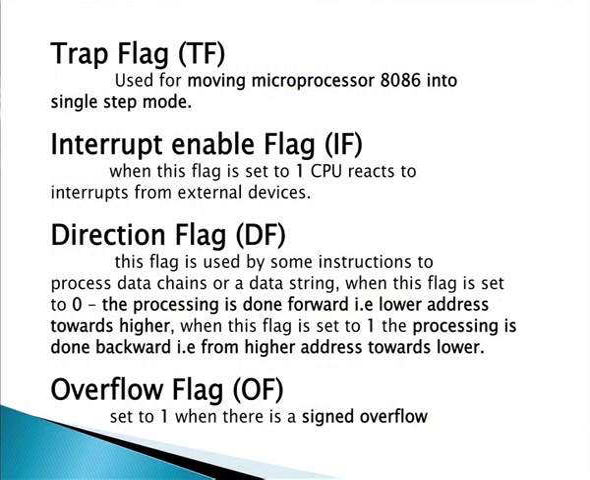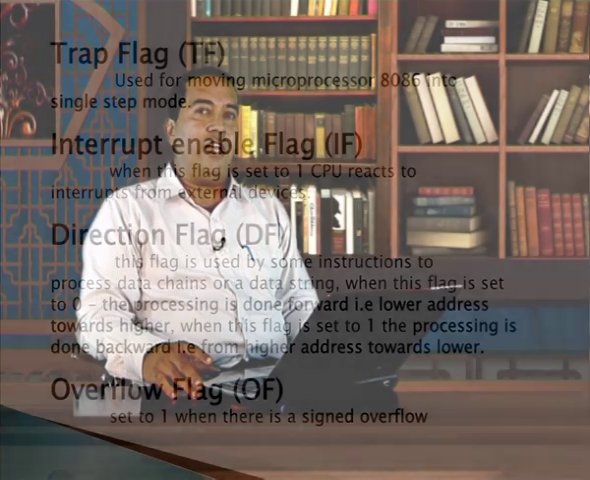Then we come to the overflow flag. This overflow flag is set to 1 when there is a signed overflow. Now, what is this signed overflow? As we have already discussed, signed overflow means when we are performing an 8-bit operation and the result is greater than 7 bits, and if we are performing a 16-bit operation, then the result is greater than 15 bits.